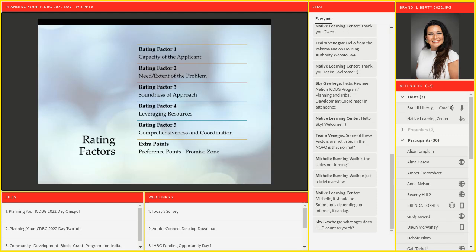And then Sky is asking, what age does HUD count as youth? It used to be up to age 24. Let me double check here. Hold on one second. I don't think they updated that in the definitions this year. Youth is considered, by HUD's definition, a community member that has not reached the age of 24, and that can be found on page 12 of the NOFA. So that gives you a good opportunity to work with those individuals, maybe students that have recently graduated and are going to trade school, and give them an opportunity to do on-the-job learning.